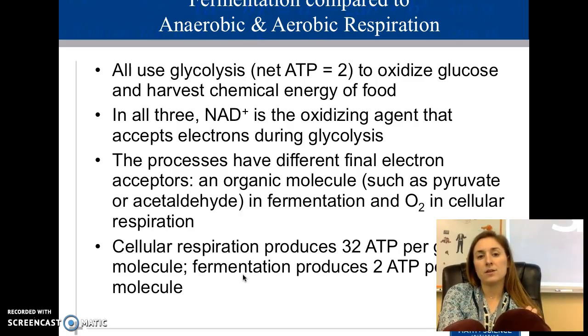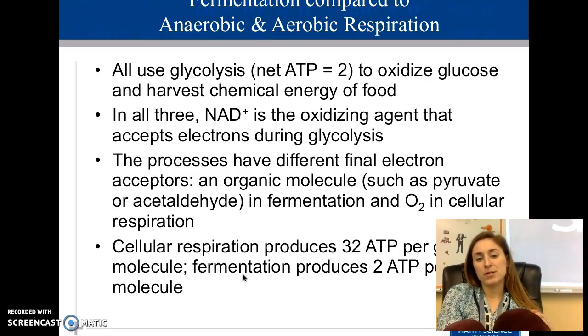In all examples, these are the similarities. They all use glycolysis and they make 2 ATP. In all three, NAD+ is the oxidizing agent that accepts electrons and becomes NADH. The processes have different final electron acceptors, which means that they enter into the other two parts of cellular respiration differently.